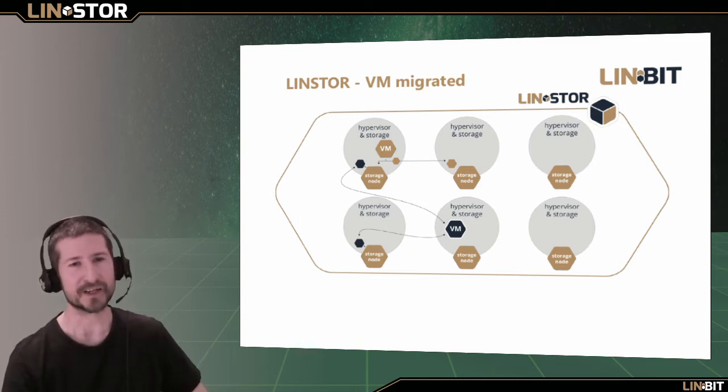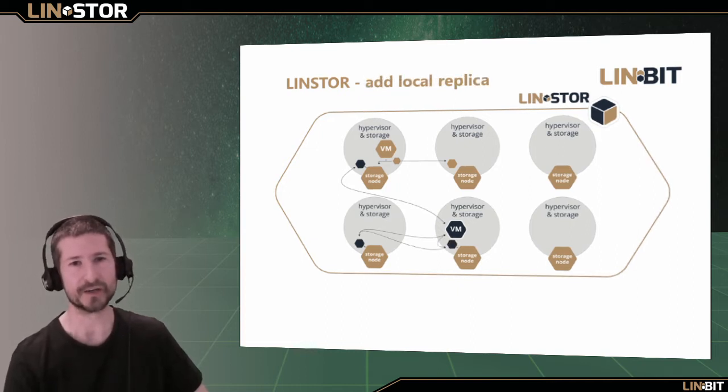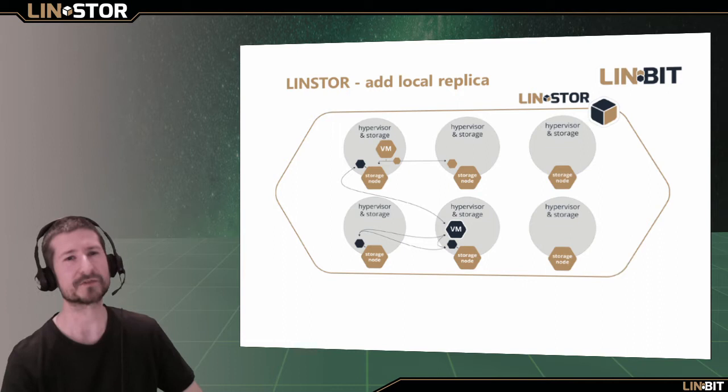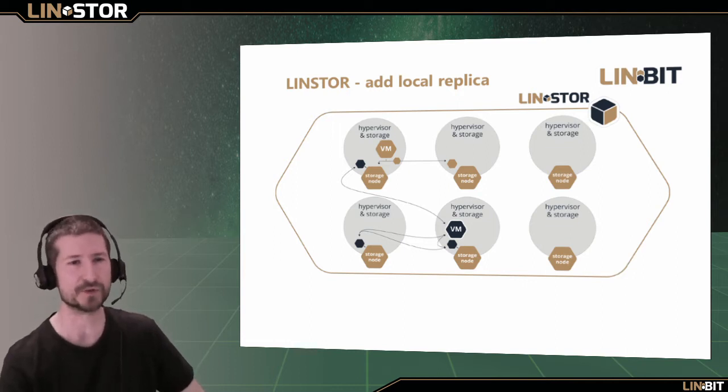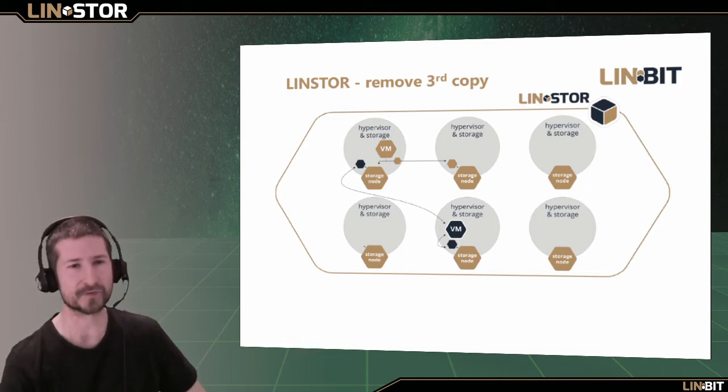LINSTOR can achieve that by increasing redundancy temporarily. So it'll just create a new volume on the node where the workload has been moved to, and it'll resynchronize from other storage nodes. While it is resynchronizing, the existing replicas are still usable, and even the new replica is already usable during resynchronization. Once resynchronization is complete, redundancy can be reduced again. So you're basically just dropping one of the existing replicas from one of the other nodes.